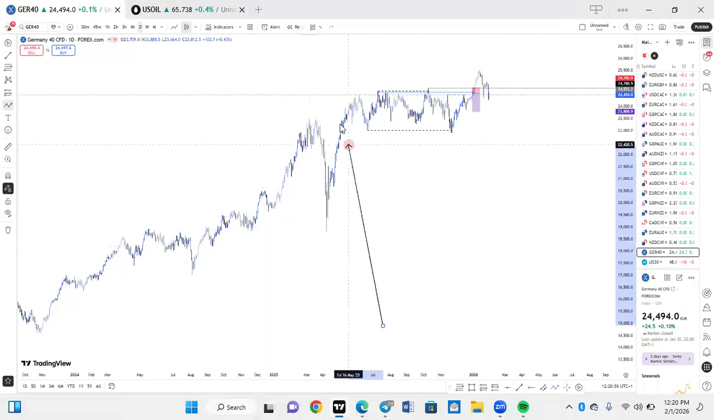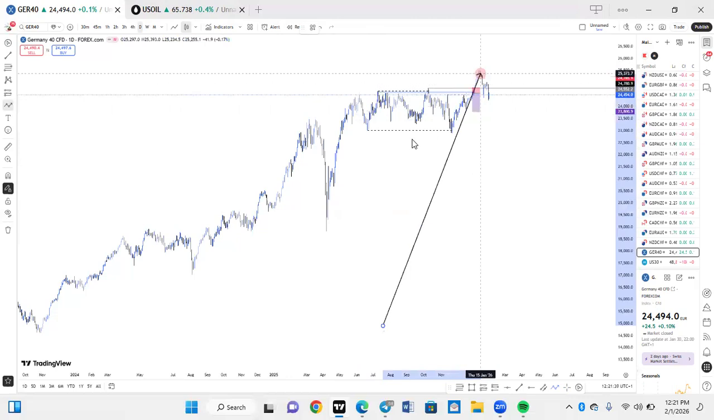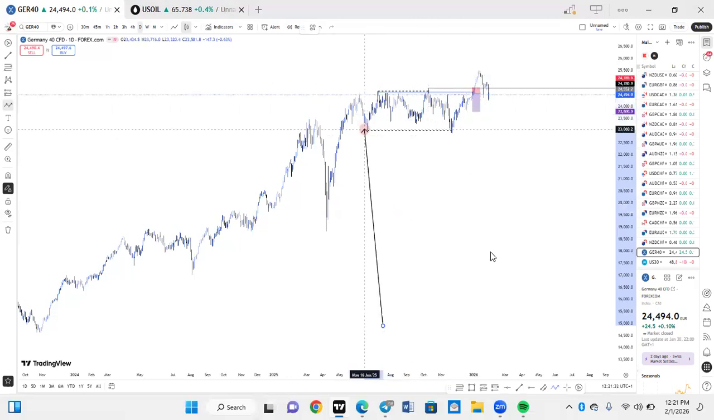but again, it broke structure here. So this now makes this whole move a completely new swing. You understand? And what we expect is that after price breaks the structure here, it comes into the discount before continuing the bullish movement.